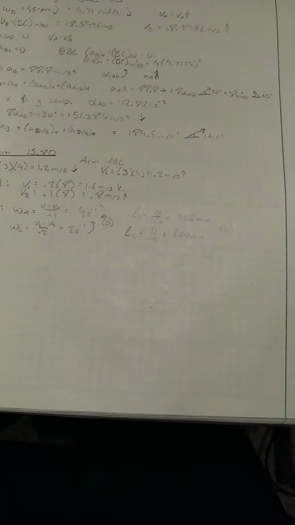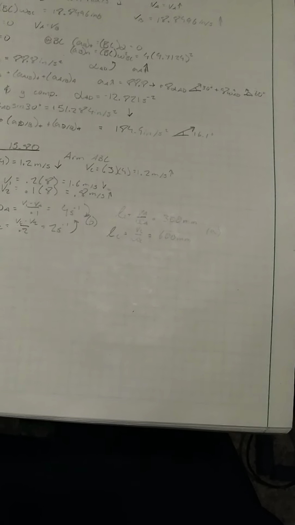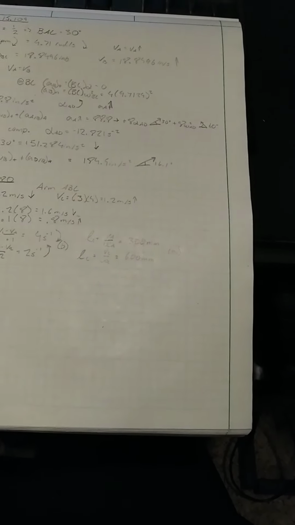Problem 15.80. Our arm ABC rotates with an angular velocity of 4 radians per second counterclockwise. Knowing that the angular velocity of the intermediate gear B is 8 radians per second counterclockwise, determine the instantaneous centers of rotation of the gears A and C and the angular velocities of gears A and C.